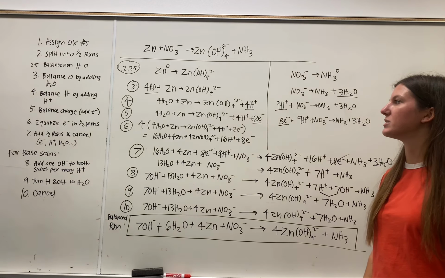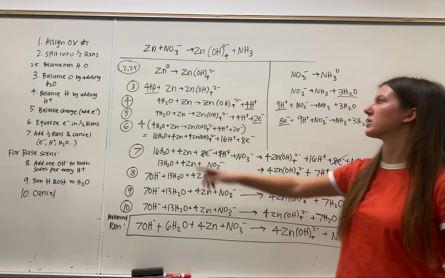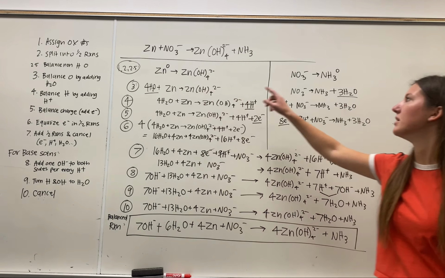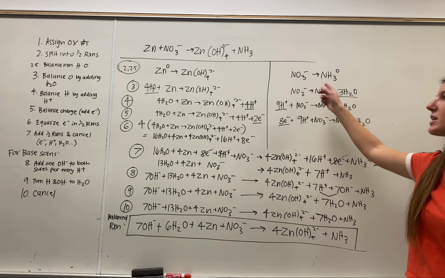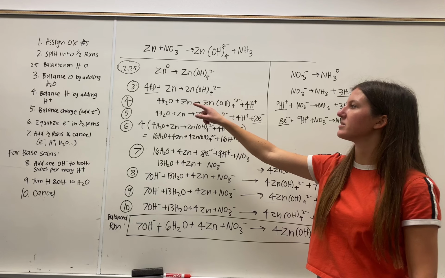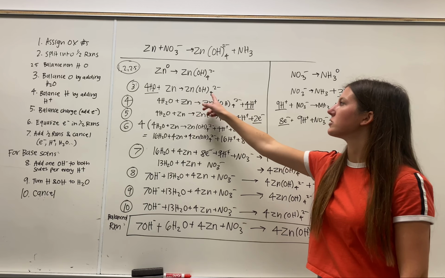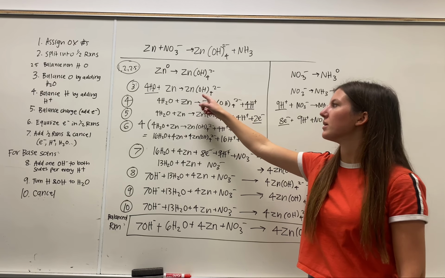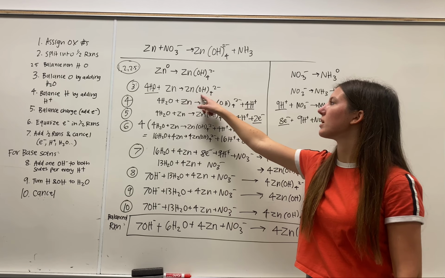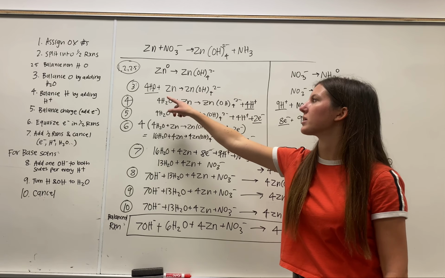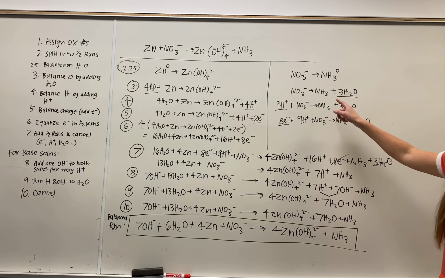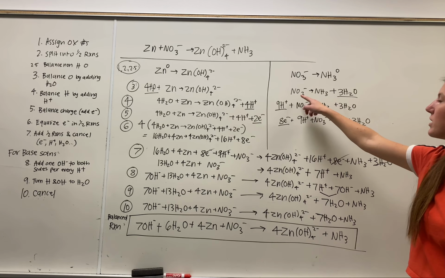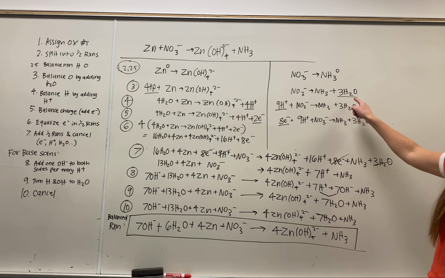Step 2.5 is balance the non-H's and O's, but we're okay because we have one zinc on either side here, and we have one N on either side of this half reaction. And step 3 is balance the oxygens by adding water. We have 4 oxygens on this side, so we need to add 4 water so that we have the same amount of oxygens for the zinc side. And we did have to add water here. We have 3 oxygens here, so we add 3 waters.